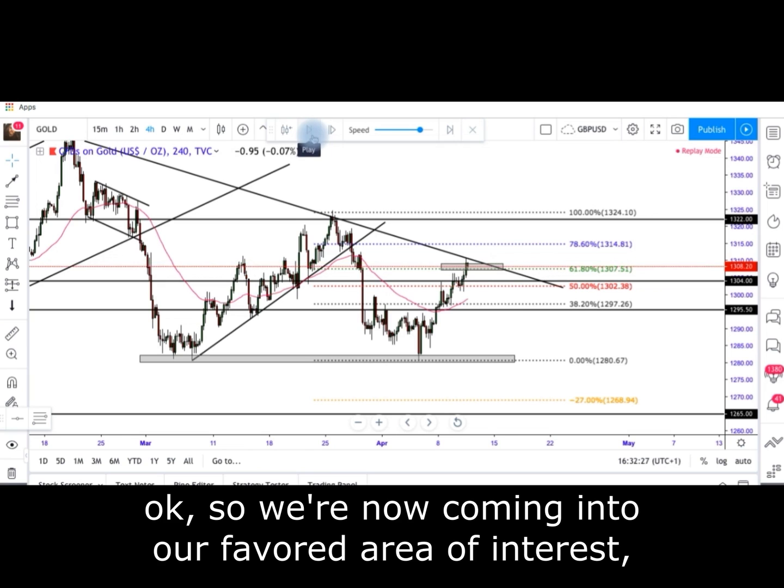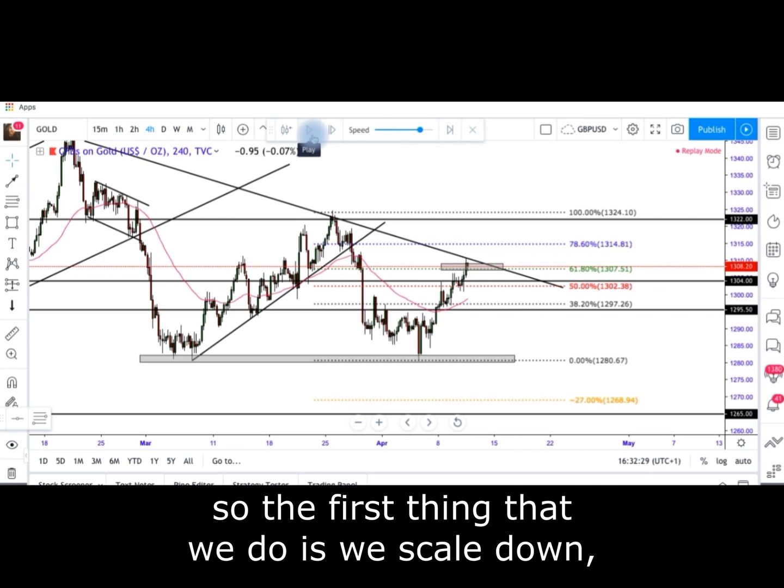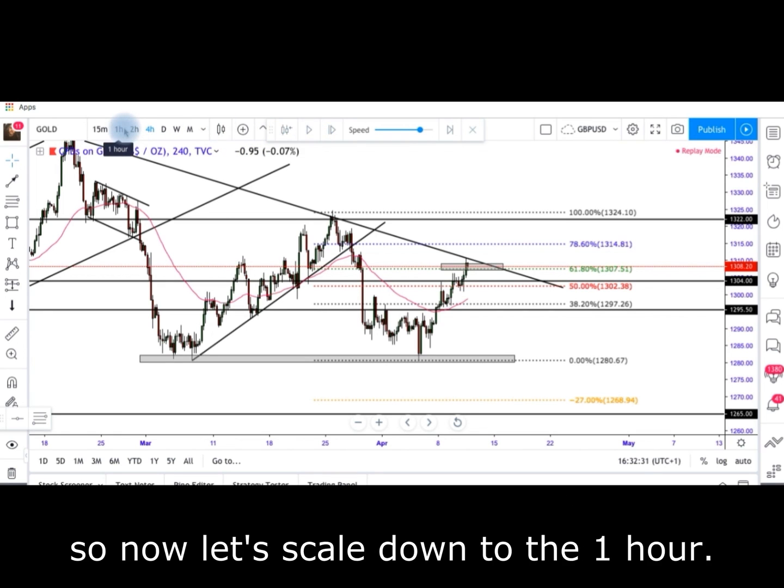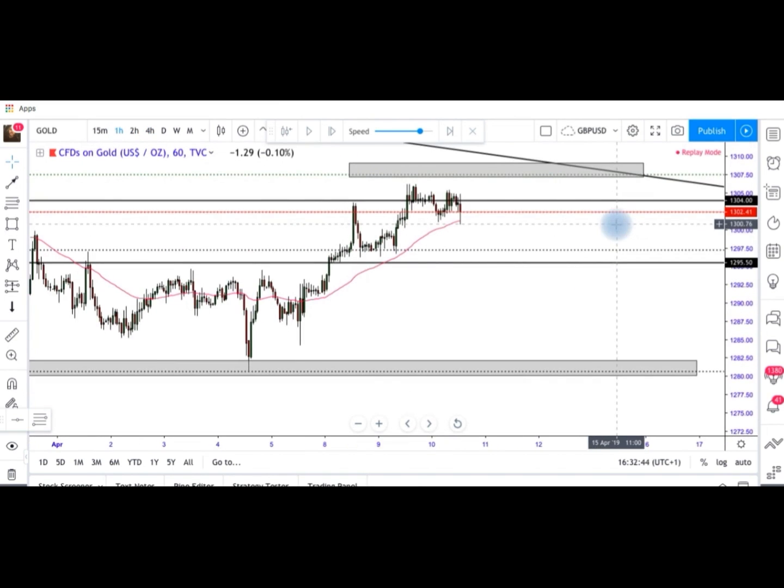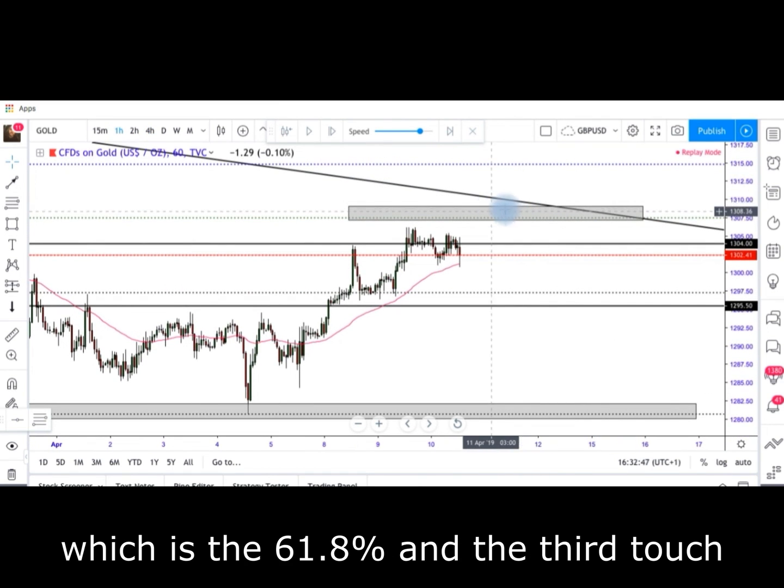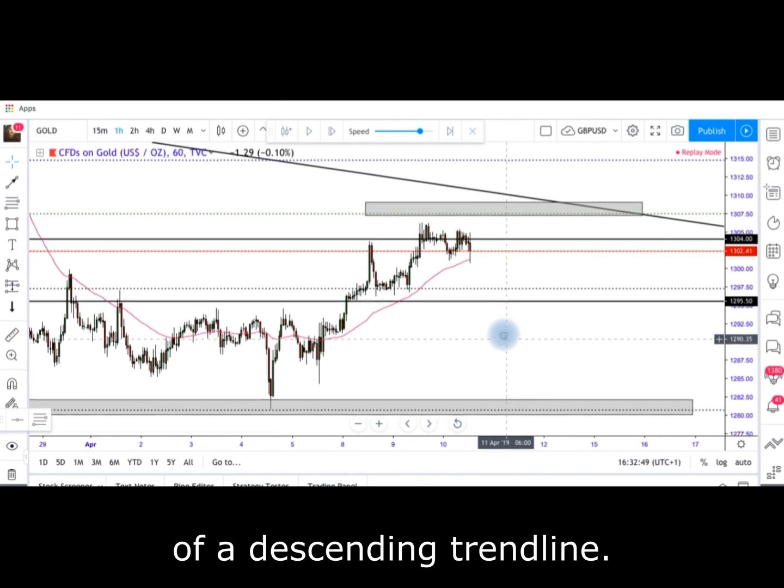Okay, so we're now coming into our favorite area of interest. The first thing that we do is we scale down. So now let's scale down to the 1 hour. Okay, so we're approaching our area of interest, which is 61.8% and the third touch of a descending trend line.